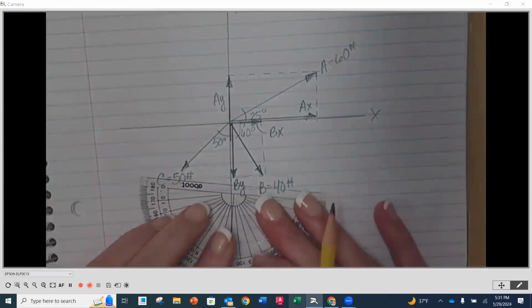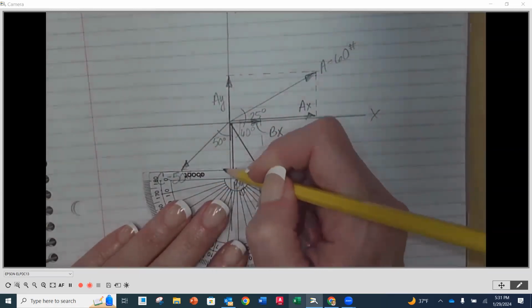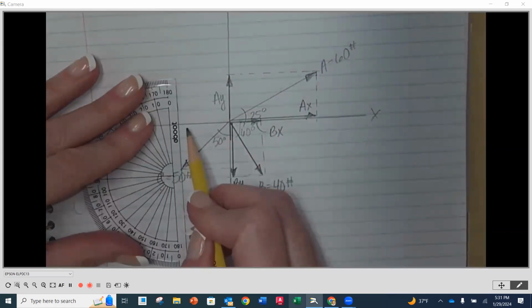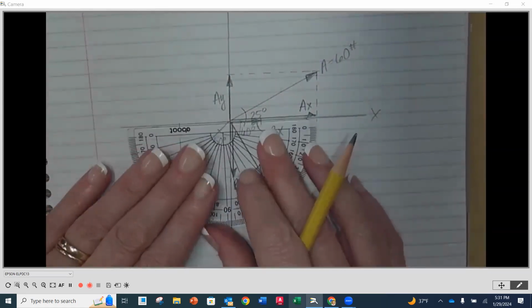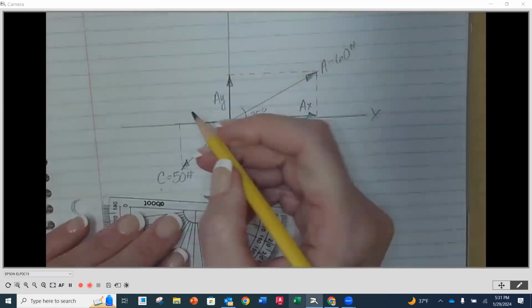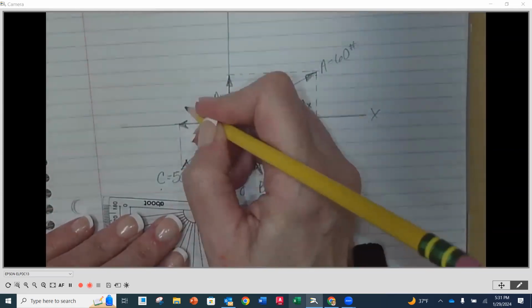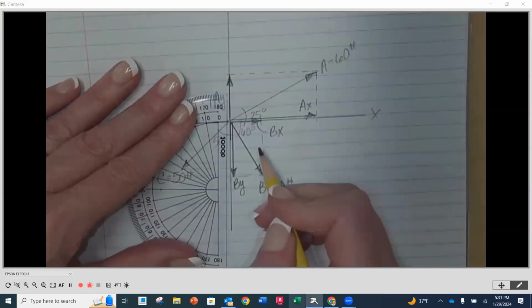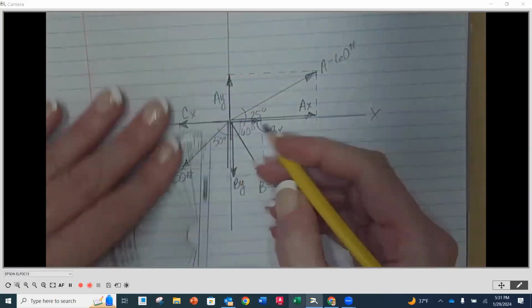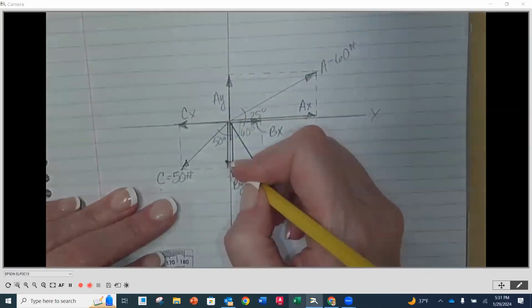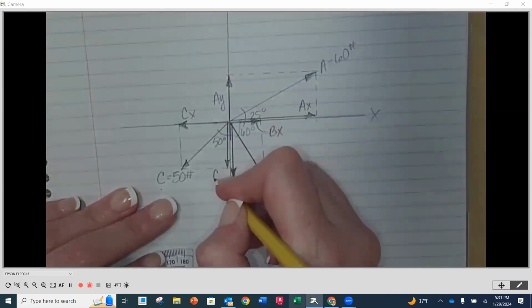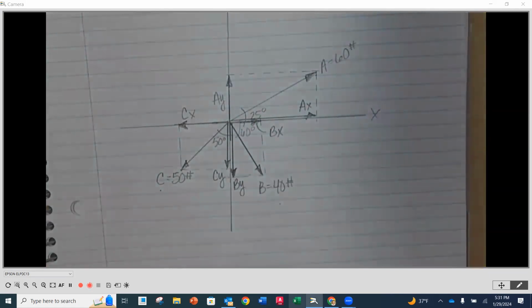And then lastly, I'm going to do this very same thing for C. I'm going to go over and up, and point here. It's going to be CX going to the left and CY going down. Okay, so you can see here, I can clearly see that I've gone from 3 forces to 6 forces, and each one has a label.